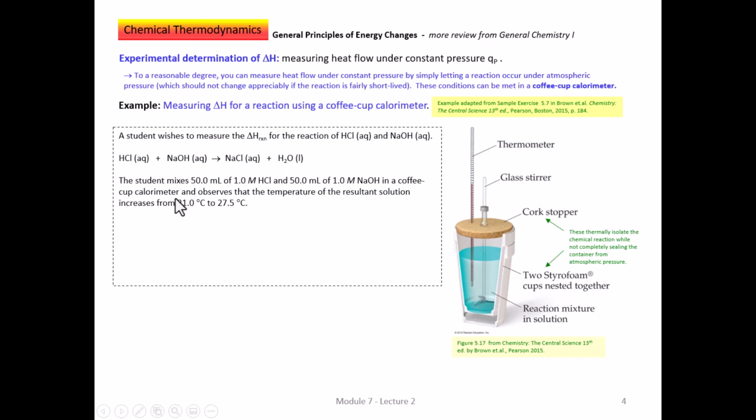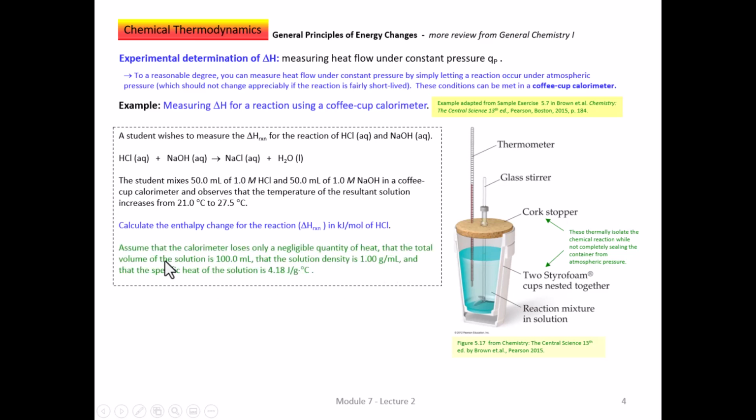They do this in a coffee cup calorimeter, and when they do that, they observe that the temperature of the resultant solution increases from 21 to 27.5 degrees C. So the reaction is giving off heat, and the water, the solution, increases in temperature. And we just need to calculate the enthalpy change in kilojoules per mole of HCl.